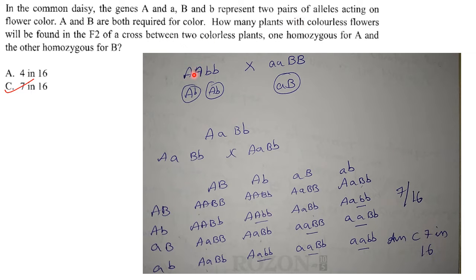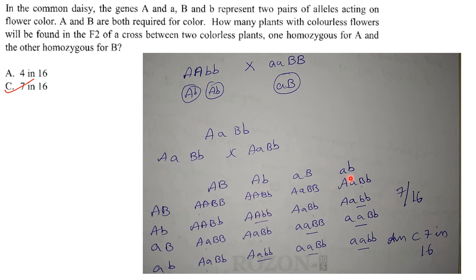So these are the parentals, that is capital A, capital A, small b, small b and small a, small a, capital B, capital B, because they have told that the parents are colorless. And these are the gametes that are produced, and this is the F1 offspring. Upon crossing, selfing the F1 offspring, we will get the F2.